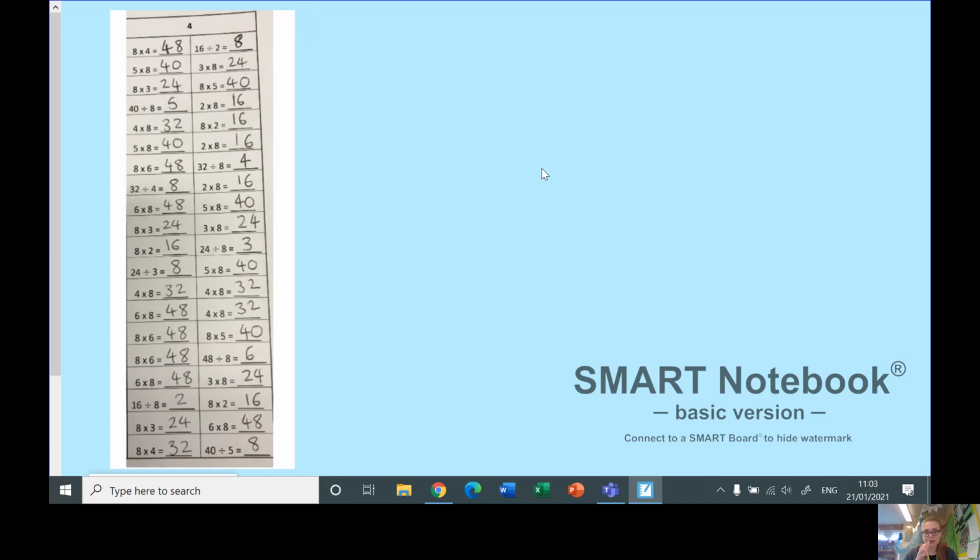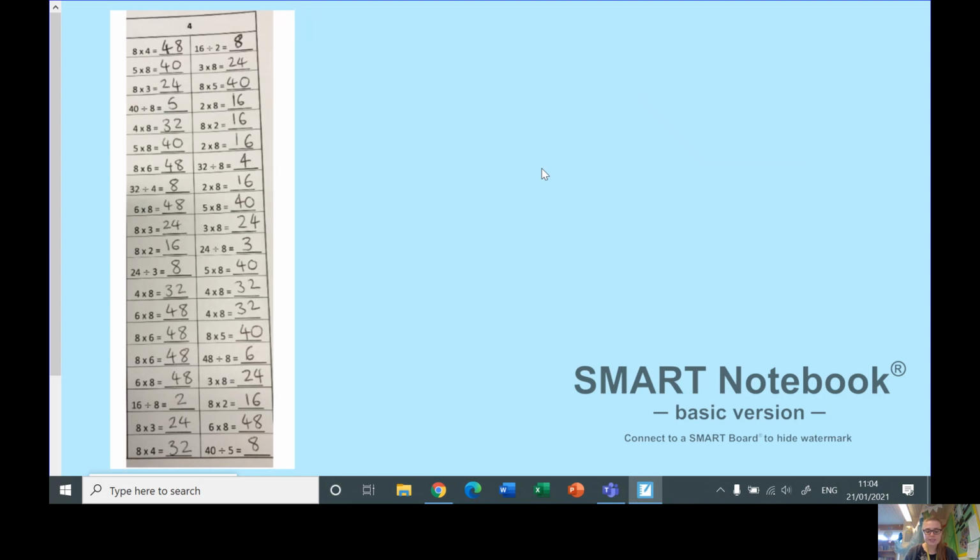Okay, so now we're going to the top of the next column. 16 divided by 2 is 8. 3 times 8 is 24. 8 times 5 is 40. 2 times 8 is 16. 8 times 2 is 16. 2 times 8 is 16. 32 divided by 8 is 4. 2 times 8 is 16. 5 times 8 is 40. 3 times 8 is 24.